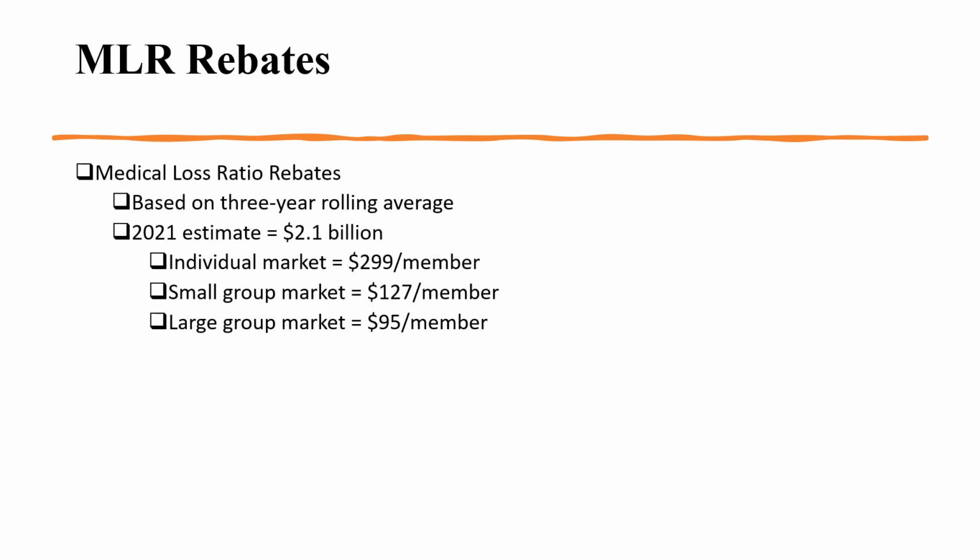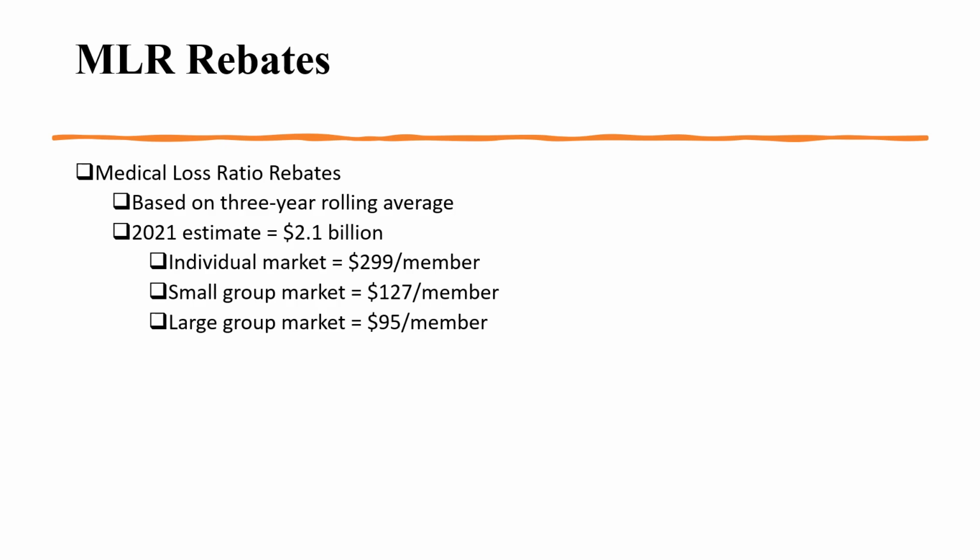Well, the federal government looks at these things on a 3-year rolling average, and if the medical loss ratio is not met, then rebates are paid back to the individuals or the companies that are paying the premiums. And in 2021, the rebates were about $2.1 billion. So that is a lot of money.